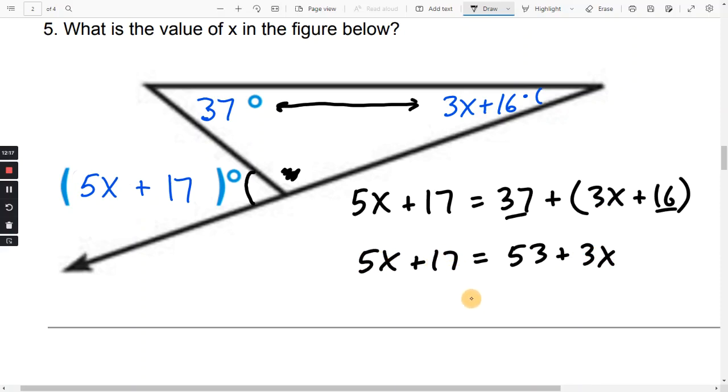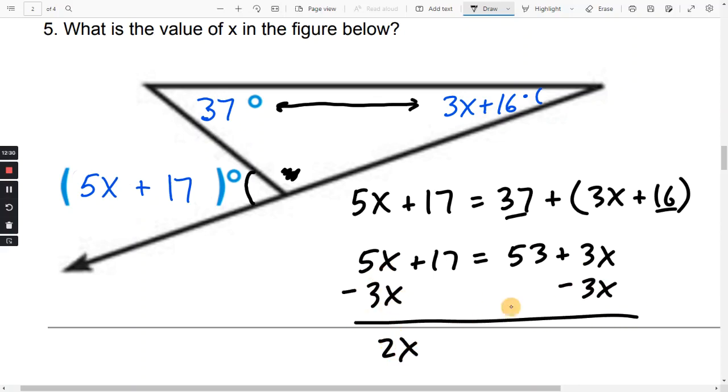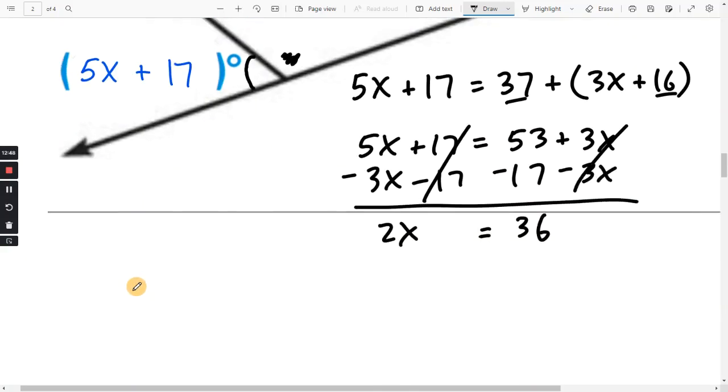Alright, letters on one side, numbers on the other. I always subtract the smaller x. So subtract 3x. 5x minus 3x is 2x. Cancels here. And we want the 17 on the other side. So I'll do minus 17 on both. Cancels here. Bring down the equal. 13 minus 7 is 6. 4 minus 1 is 3. And then solving for x, just divide both by 2. And that's going to be 18 for x.